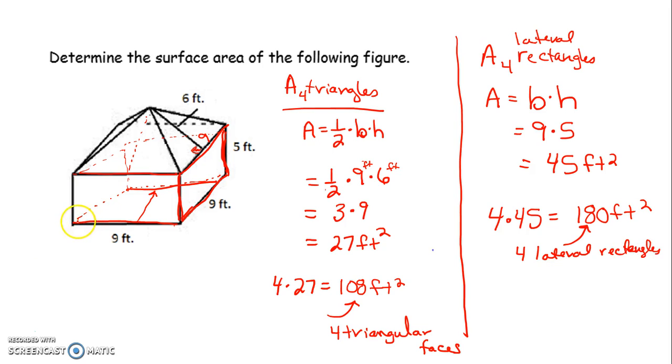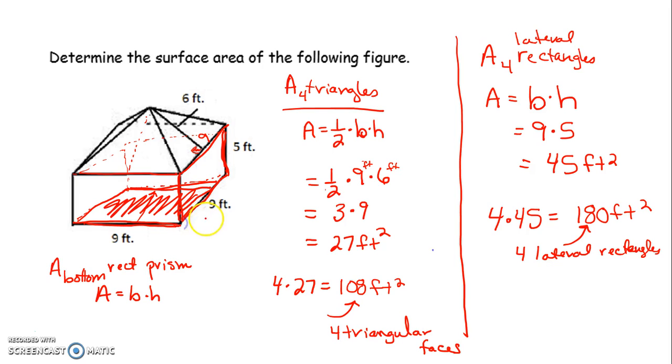Now I just have to do the bottom, the base of my rectangular prism. So if I have to just paint the bottom now, the area of the bottom of my rectangular prism, the area of a square can be side squared or base times height. The base and the height of that bottom is 9 by 9. 9 times 9 is 81. 81 feet squared for the bottom.